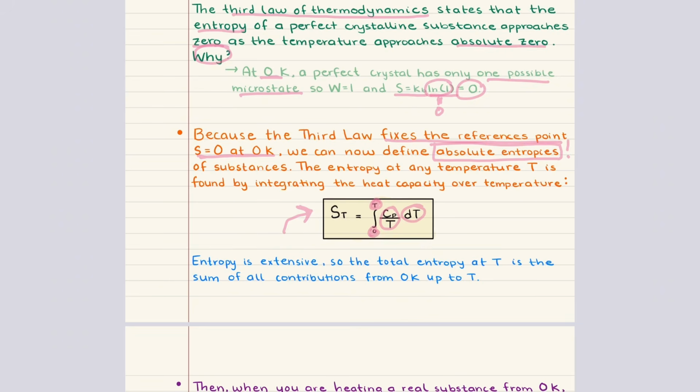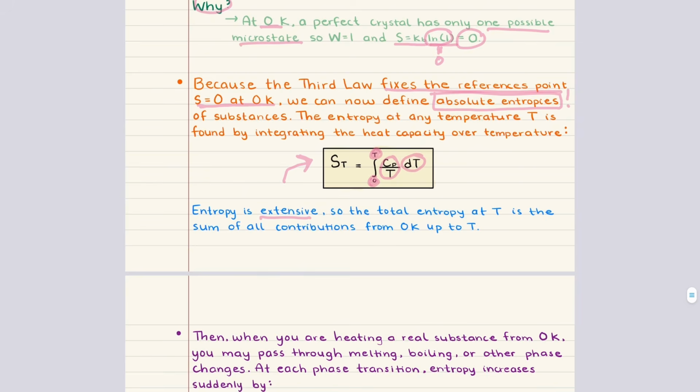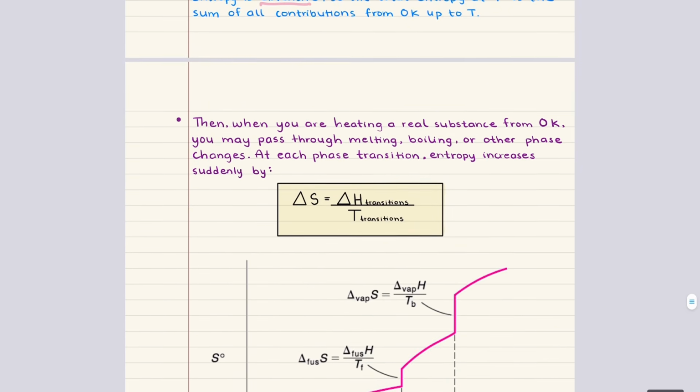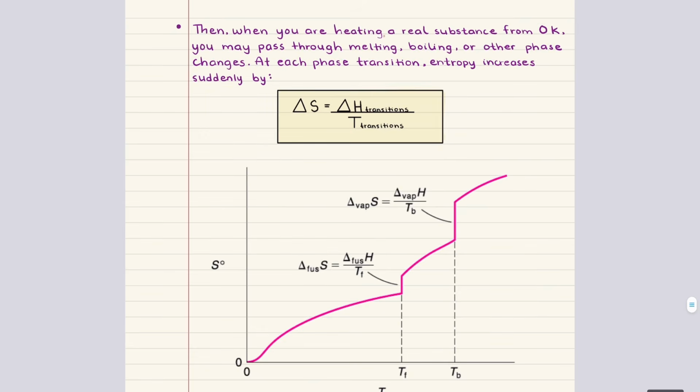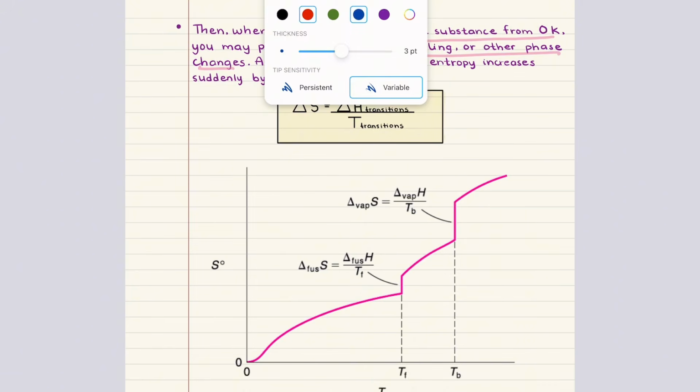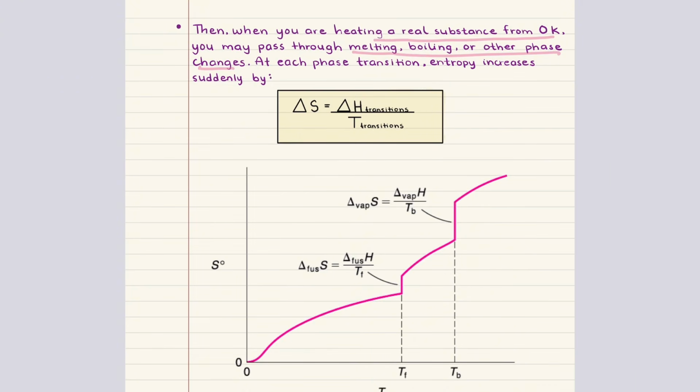Now, entropy is extensive, so if you have multiple moles, you can scale by the number of moles. If you have a mixture, you can sum the contributions for each component. Of course, when we actually heat a real substance from 0 Kelvin, we're usually going to cross phase transitions like melting and boiling. At each transition, the temperature is fixed while the substance absorbs or releases the latent heat associated with that change of phase.